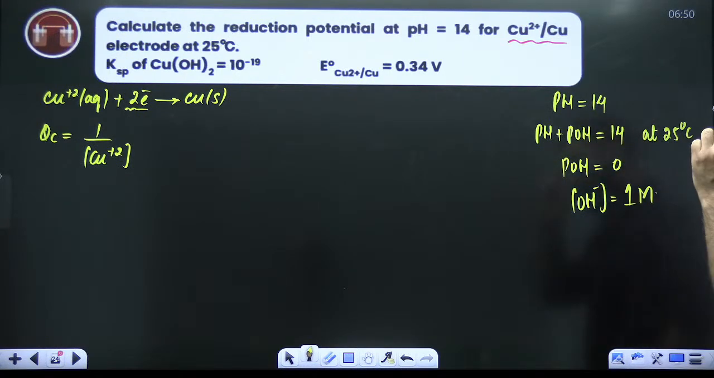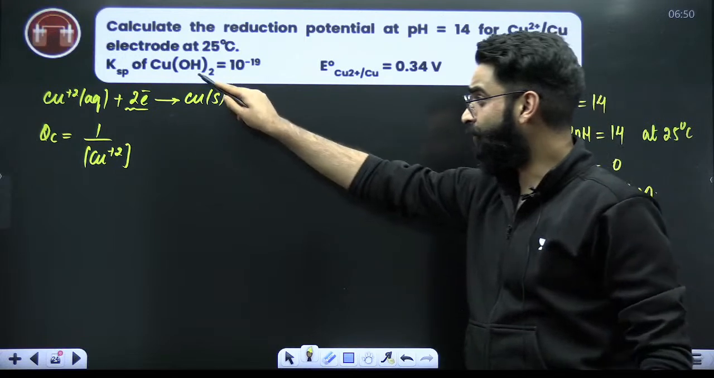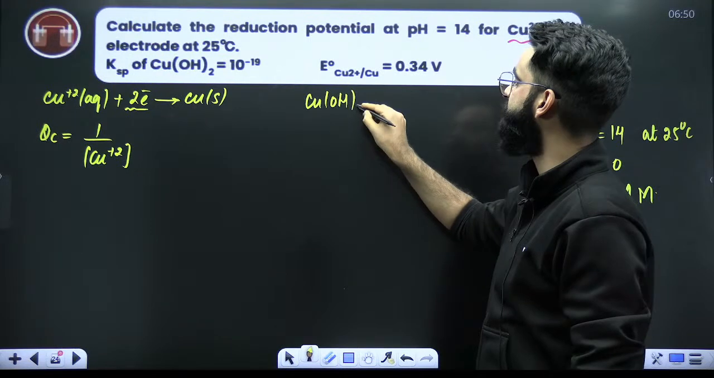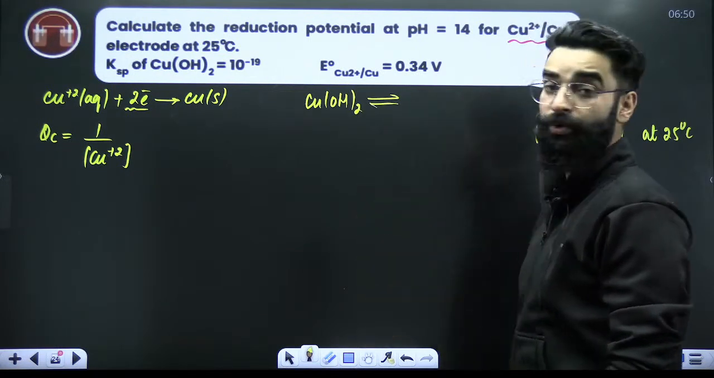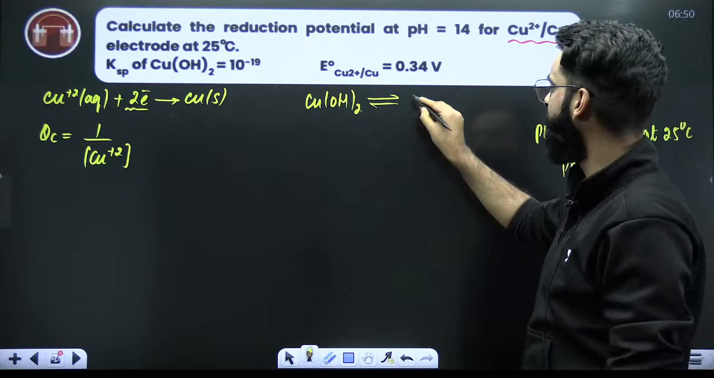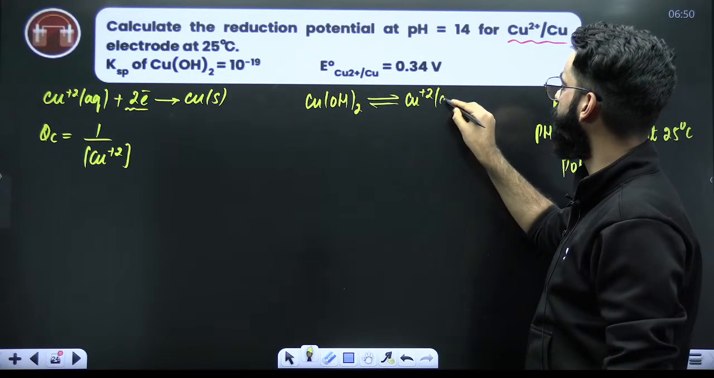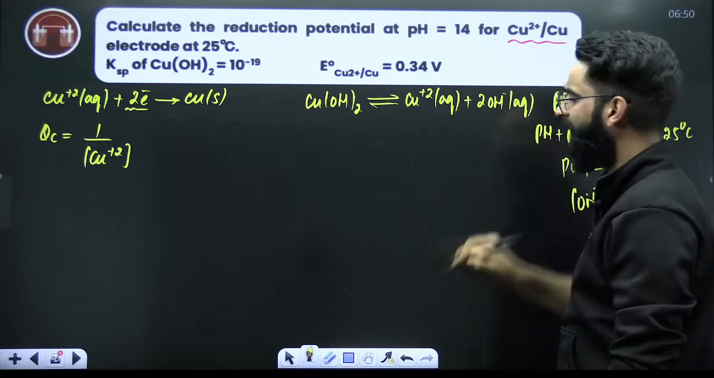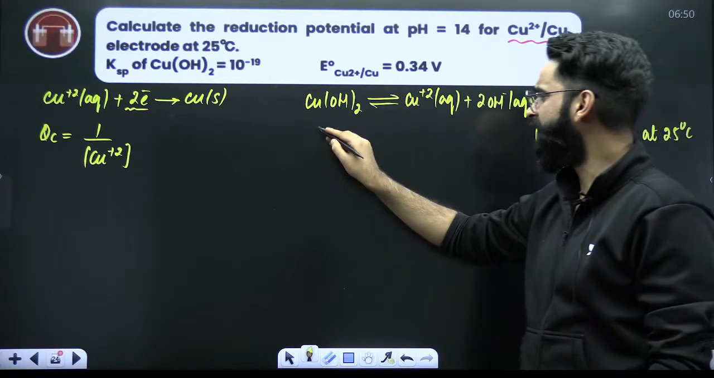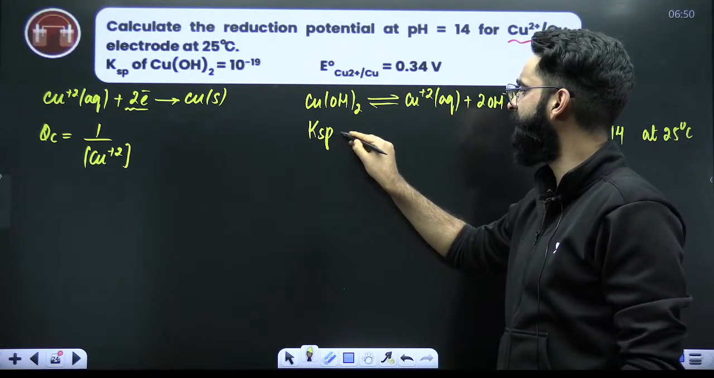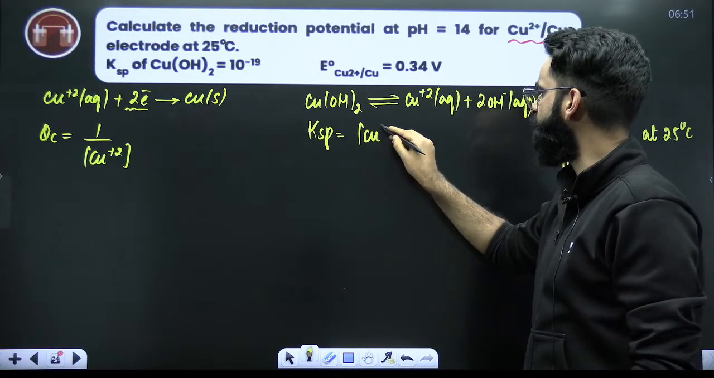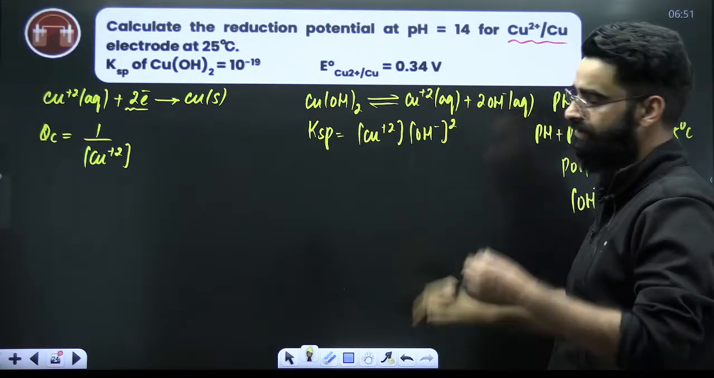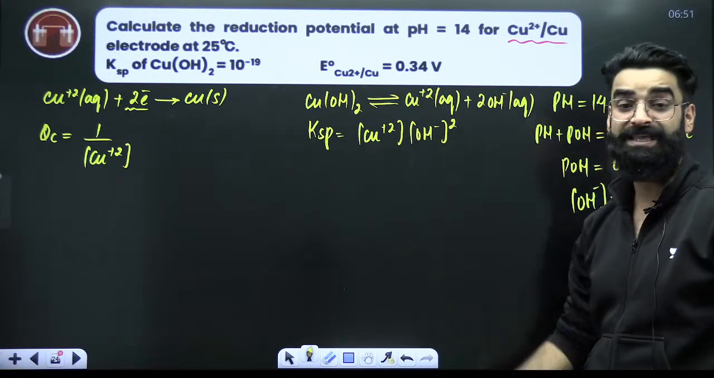But why do I need the OH negative concentration? Have a look. My dear students, Ksp of Cu(OH)2 is given. Tell me how the Cu(OH)2 will undergo dissociation. It will undergo dissociation as Cu2+ plus 2 times OH negative. This is how it will dissociate, right? Now, if I ask you to write the Ksp expression, can't you write it? It's going to be the concentration of Cu2+ raised to its stoichiometric coefficient multiplied by the concentration of OH negative raised to its stoichiometric coefficient. This is how you write the Ksp expression.